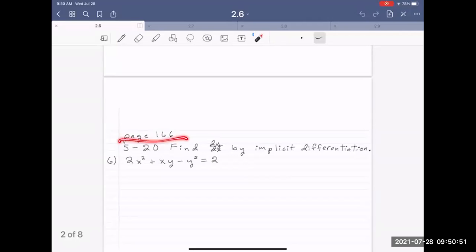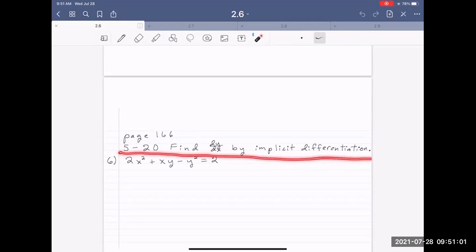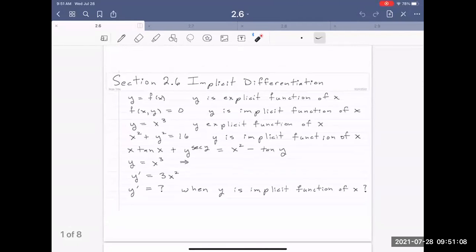So let me give you the technique by example. Page 166, problems 5 through 20. Find dy over dx by implicit differentiation. So when we find the derivative of a function written implicitly, then we call this implicit differentiation.